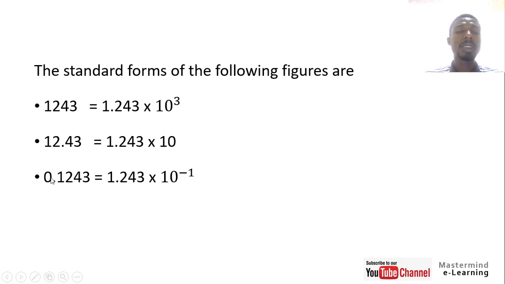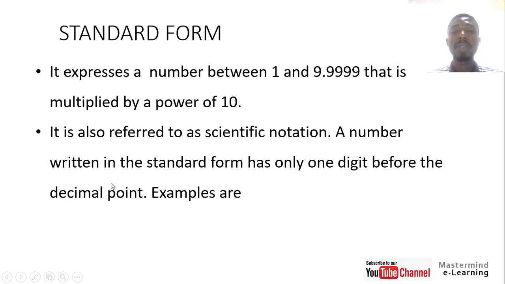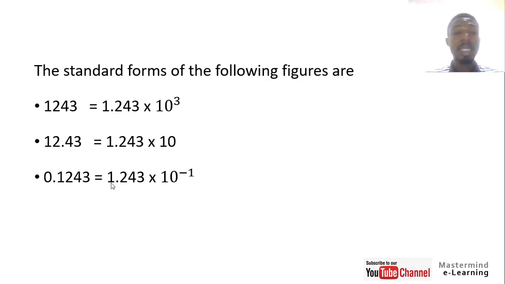0.1243, we can see that the 0 does not lie between 1 and 9.99999. So we have to move the decimal place to make it possible. So what we shall do is to move the decimal place to the right once. So you can see that because we moved it to the right, the 10 is to the power negative 1. So 1.243 times 10 to the power negative 1.